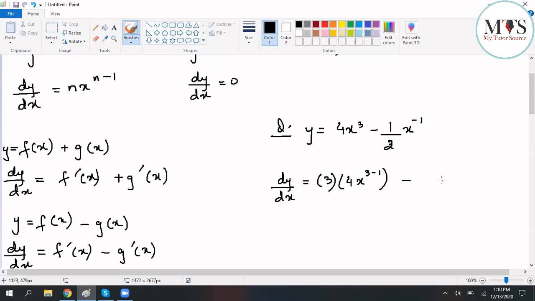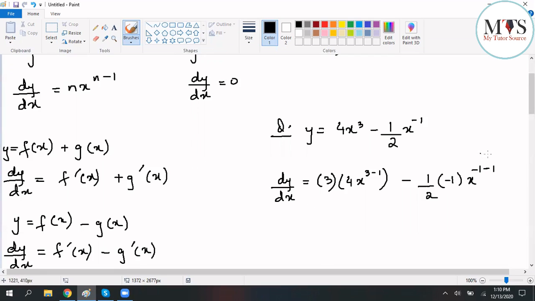And what about the second term? The second one, you do 1 by 3 into x minus... I don't know. It's okay. Don't need to panic. 1 by 2 times negative 1, same thing as before. x to the power of negative 1 minus 1. I didn't understand the last part.